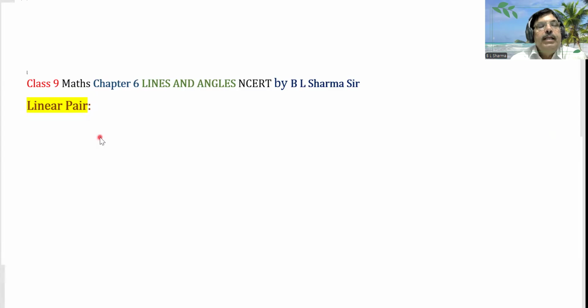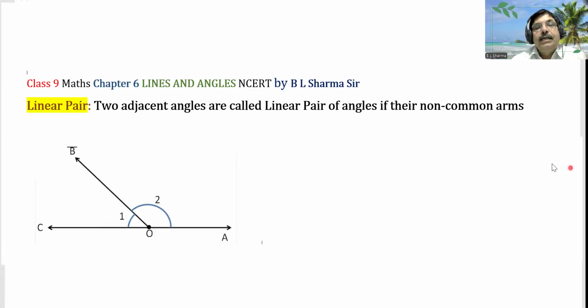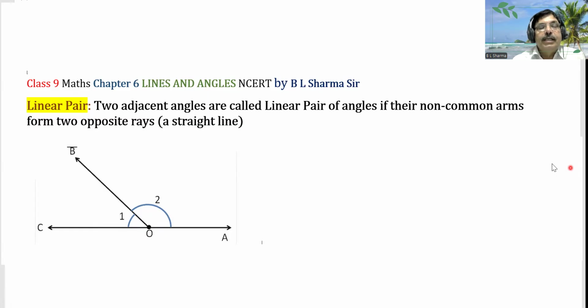Now we come to linear pair of angles. लीनियर पेयर ऑफ एंगल्स क्या होते हैं, देखिए. You consider this figure. Two adjacent angles are called linear pair of angles if their non-common arms form two opposite rays or a straight line. यहां पे इस फिगर में आप देखेंगे कि टू एडजेसेंट एंगल्स हैं.